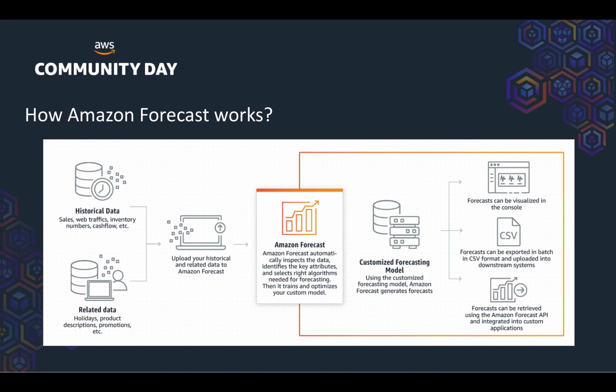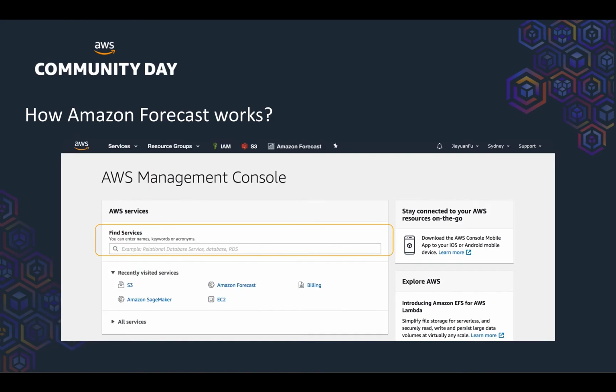After the model is trained and optimized, the model accuracy can be reviewed before generating the forecast. Once the forecasting process is finished, the result can be visualized in the console or exported as a CSV file, or even retrieved by API and integrated into other applications. It's fairly simple. This is a demo of how to use Amazon Forecast from the console.